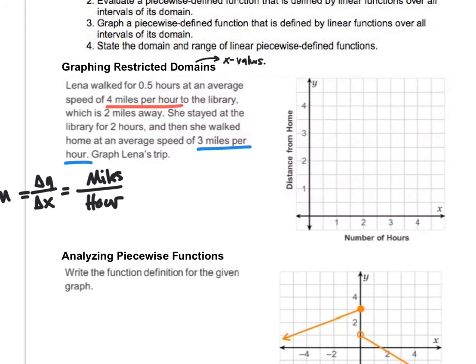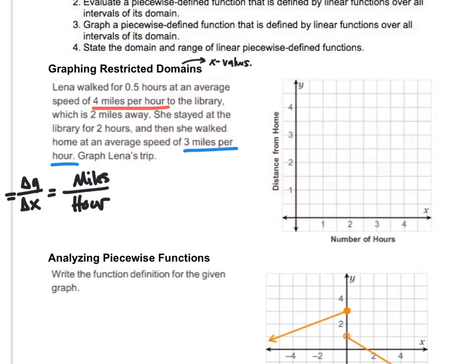So what I know is that Lena walked for a half hour at an average speed of 4 miles per hour, okay? And so here's what we've got. If I were to graph 4 miles per 1 hour, my rise is 4, and my run is 1, okay? But we only do this for a half hour. So I'm going to graph this and say that we did this for a half hour. And so we know that the library is 2 miles away, and the distance that she traveled in that first half hour is 2 miles, if you're traveling at 4 miles an hour, okay?